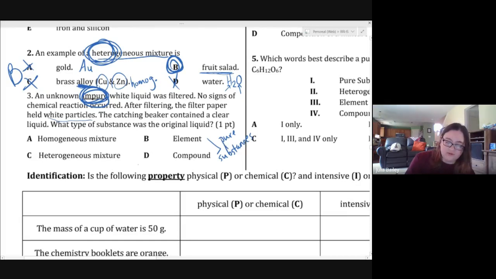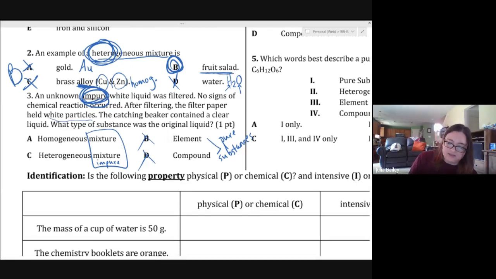The question says it's impure. That means neither of these could possibly be the answer. It cannot be an element. It cannot be a compound. It's got to be a mixture if it's impure, and vice versa. Impure has to be a mixture. Pure has to be either an element or a compound. So if we see the word impure and we know that means mixture, then now we have to decide about this homogeneous or heterogeneous question.